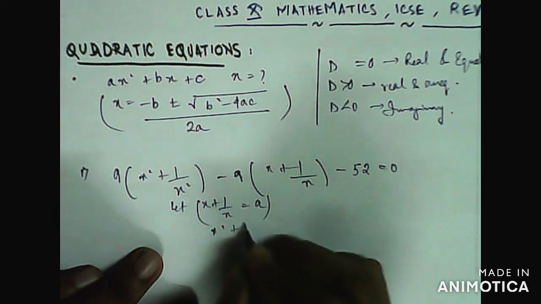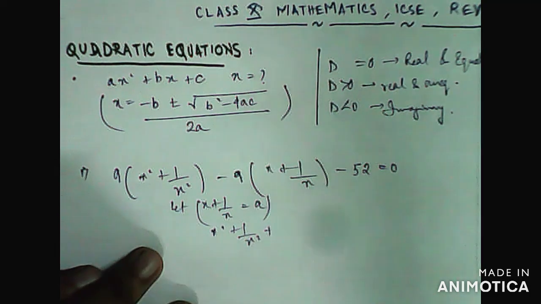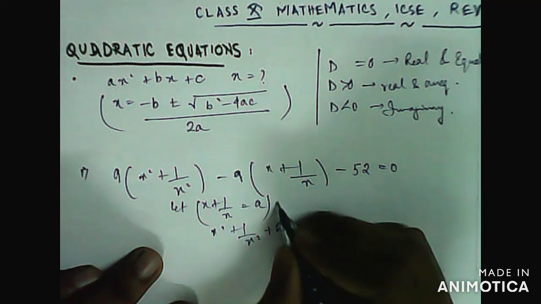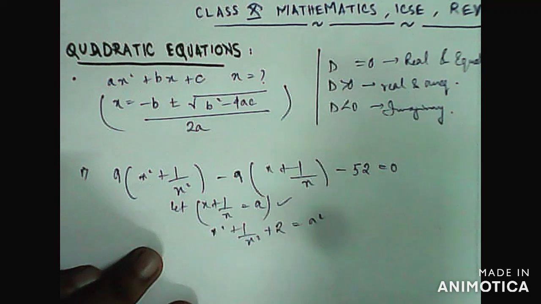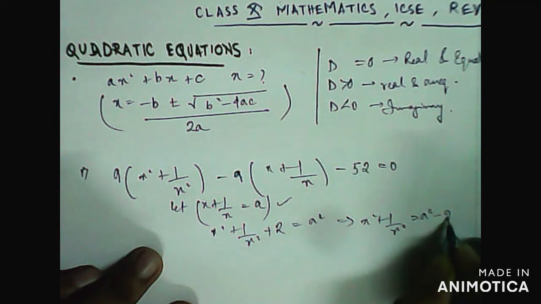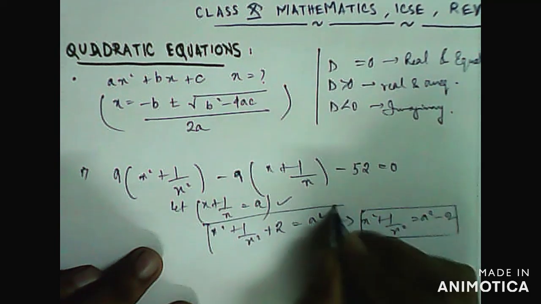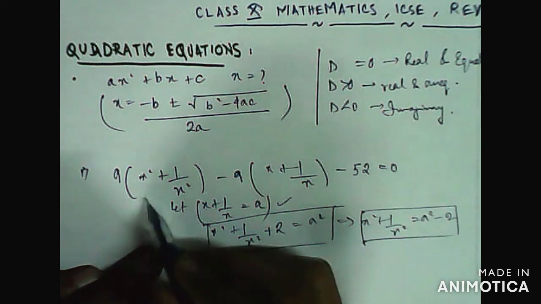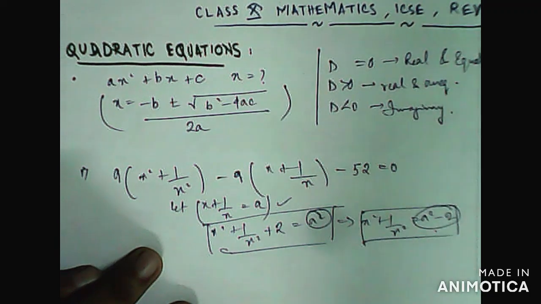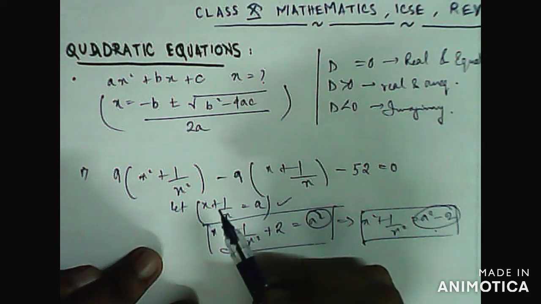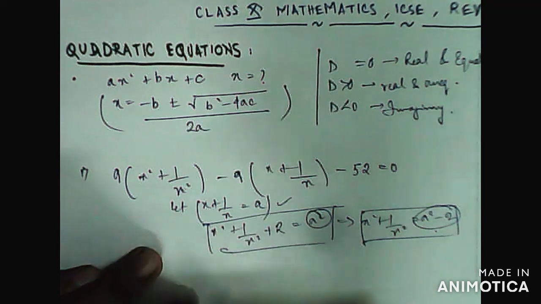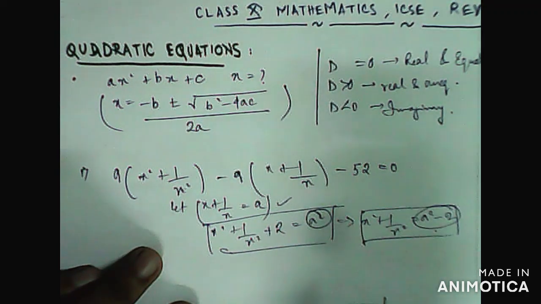Now square it, so x square plus 1 by x square plus 2 into x into 1 by x, and x get cancelled, so plus 2 is equal to a square. Here you will get the value of a as well, the value of x plus 1 by x as well, and from here you can see that x square plus 1 by x square is equal to a square minus 2. Okay, now if you use a square and a square minus 2 in place of these, you can easily get a solvable quadratic equation. In this case you will have 4 roots. Why? Because this is x square into x square, the power will become 4, so you will have 4 roots. Okay, so this is the approach of one kind of question.